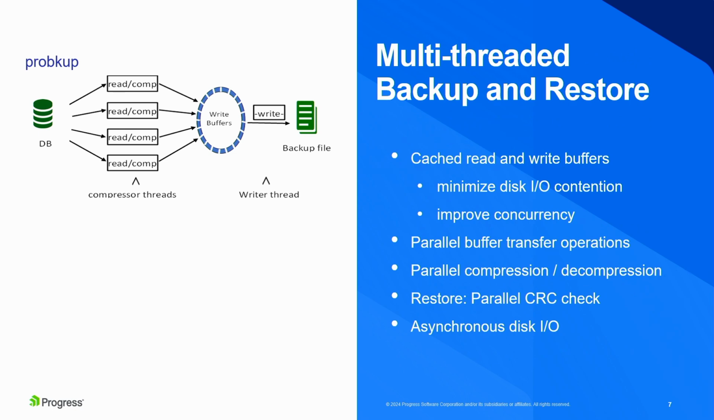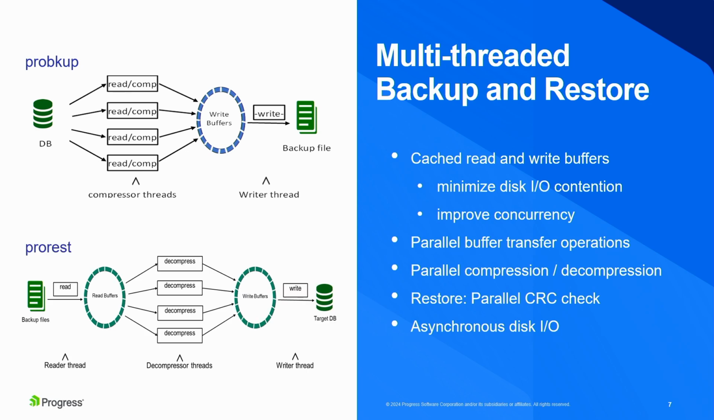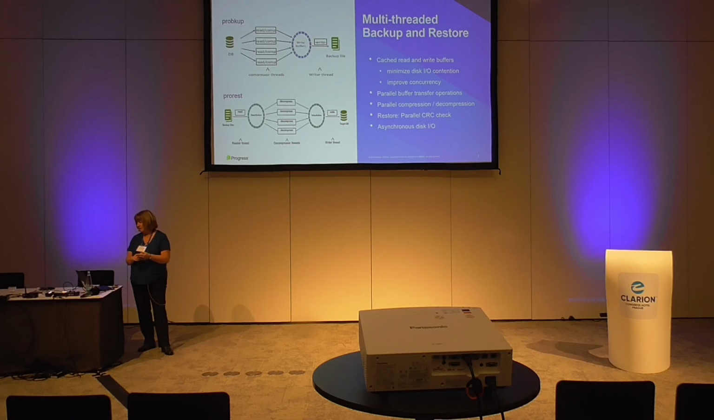So what we did is we looked at threading it, and we looked for opportunities within the process for the threading. Similar opportunities exist in restore. So what we did is we cache read and write buffers to minimize the disk I/O and to improve concurrency. And we've made several things happen in parallel now: buffer transfer operations, compression and decompression. In restore, we made that CRC check happen in parallel, and we've added asynchronous disk I/O.